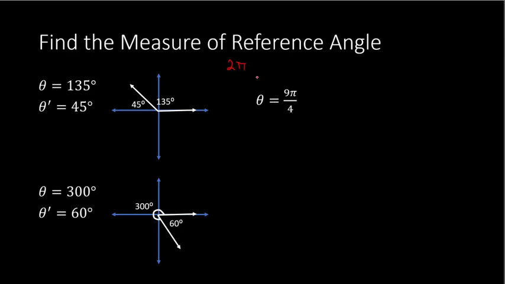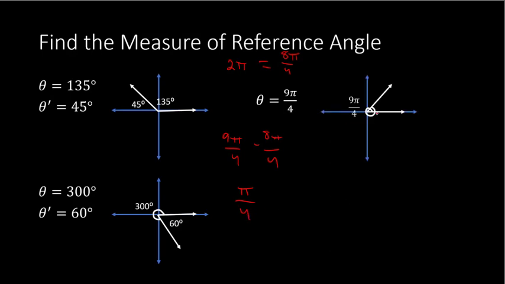And 2 pi, if you write it as something over 4, would be 8 pi over 4. This is 9 pi over 4, meaning it's going beyond 1 revolution. And how far past 1 revolution is it? Well, we subtract 8 pi over 4 from 9 pi over 4. That gives you your coterminal angle, which would be pi over 4. So your reference angle would be right up in here, and that would be pi over 4. And it's in the first quadrant, so it just is what it is. All right, so the reference angle is pi over 4.